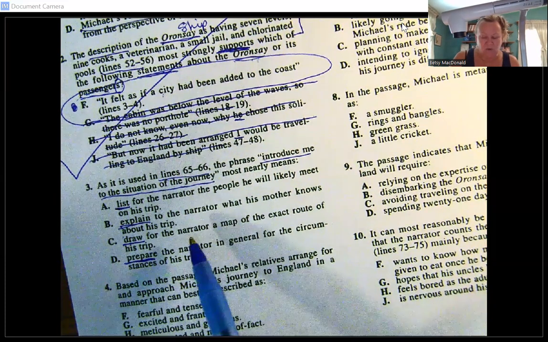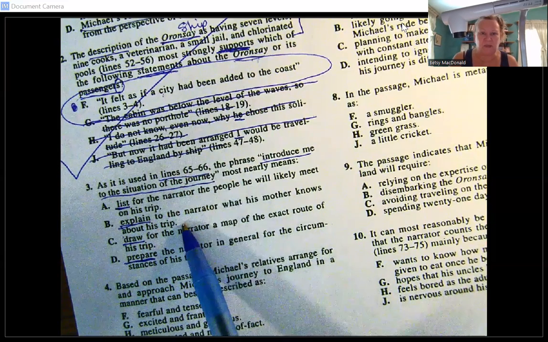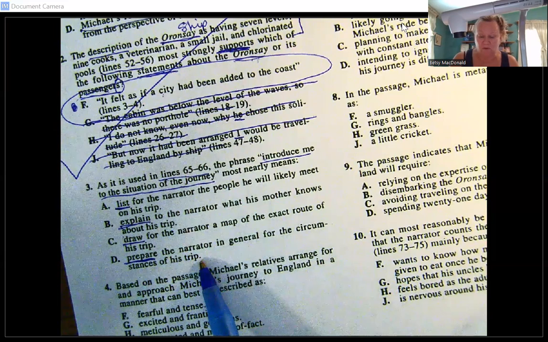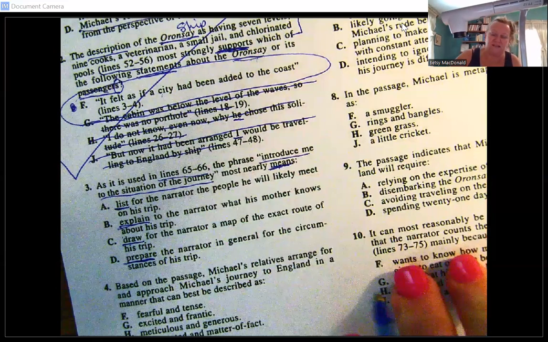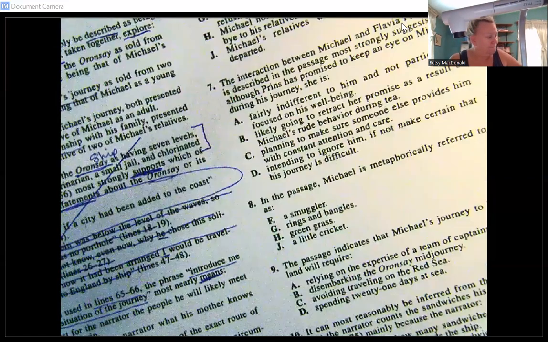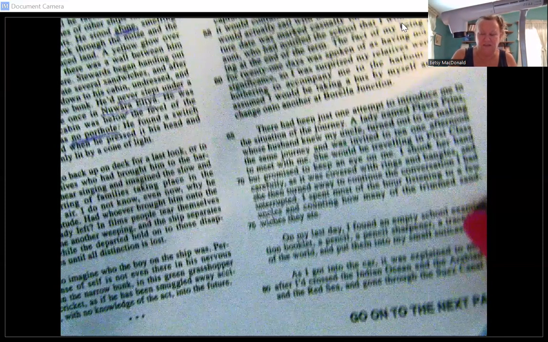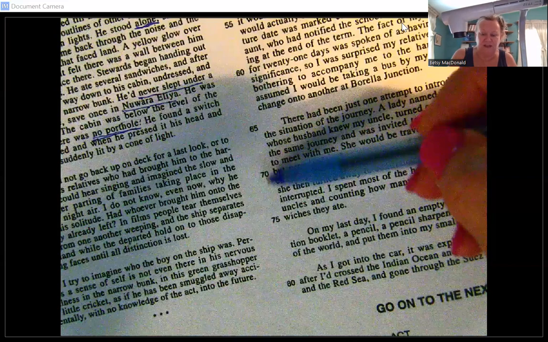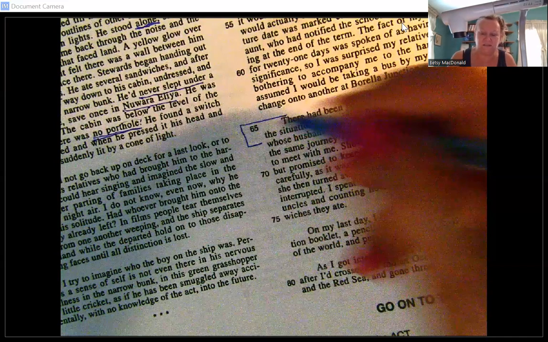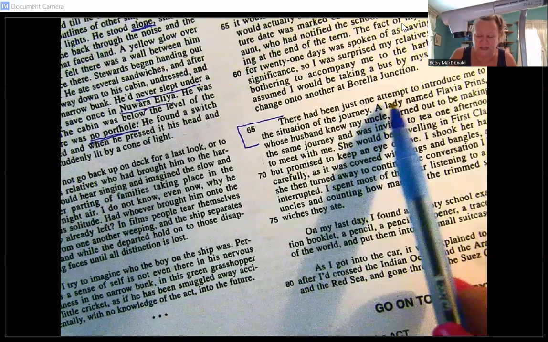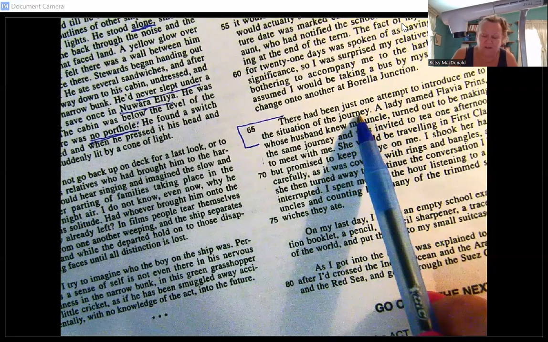All right. So let's go see. It says line 65. I don't know enough. Is it a list? Does it explain or does it draw or prepare? I don't know. The phrase this most likely means, let's just go read it. Line 65. All right, I'll look over. If you haven't noticed yet, it's like every 5 lines, they tell you what number it is. So I see 65 is right there. So 65 and 66. There had been just one attempt to introduce me to the situation of the journey. Well, that's what they just told us. So we didn't learn anything new yet.